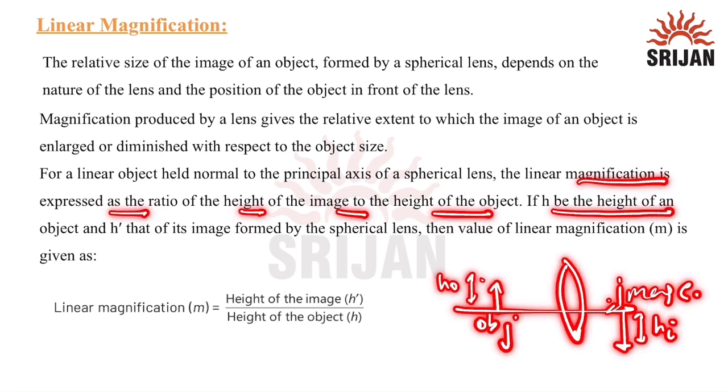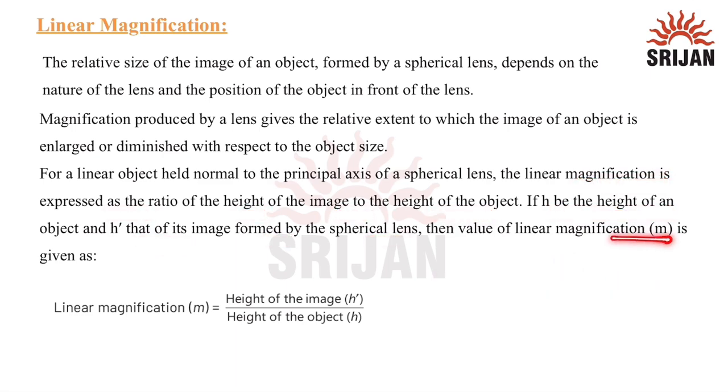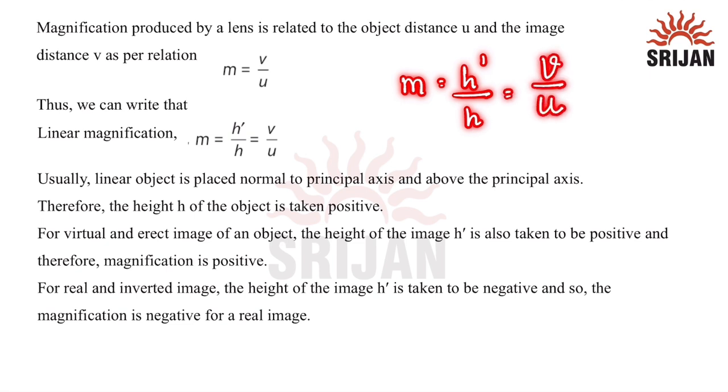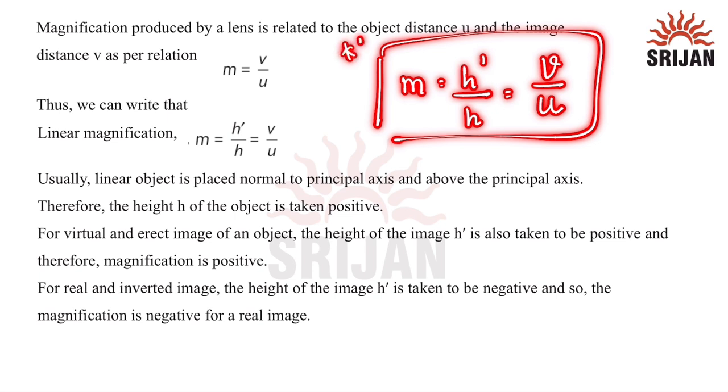If h be the height of an object and h dash be the height of an image formed by the spherical lens, then the value of linear magnification will be m equals height of image divided by height of object. Magnification produced by a lens is related to the object distance u and image distance v as per the relation: magnification is equal to v upon u. Now we can write that magnification would be equal to image height upon object height, and that is equal to image distance upon object distance. This is the final formula.